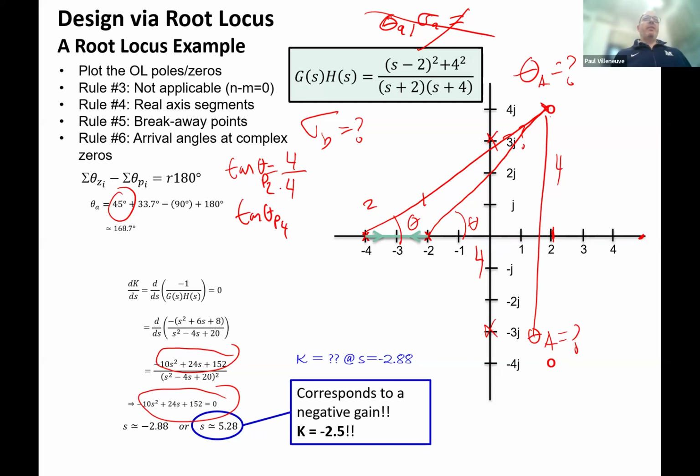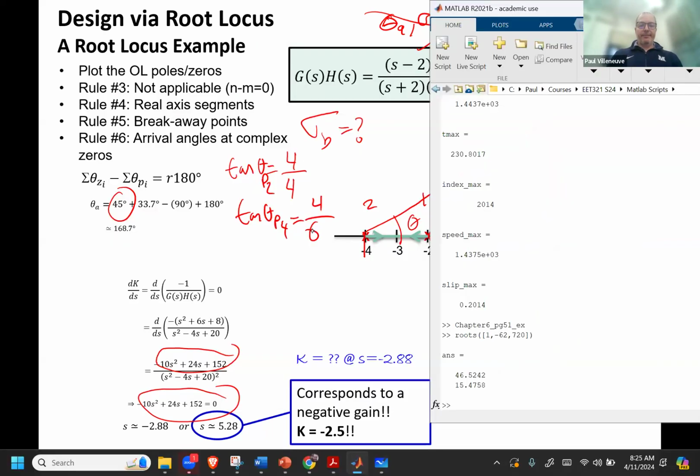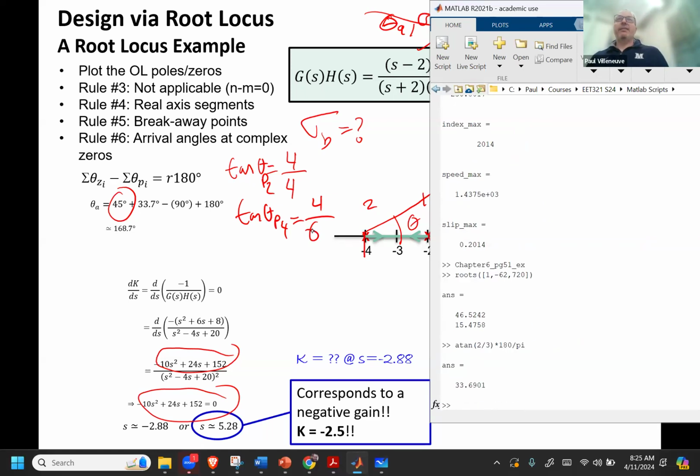We'll call it P at 2 and P at 4. What is it? Inverse tangent of the opposite is 4. That doesn't change. And the adjacent is, I got to go from 2 to 4, so 6. What's the inverse tangent of 2/3? Amazing. 33.7.